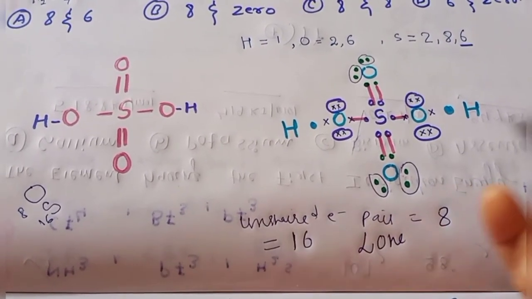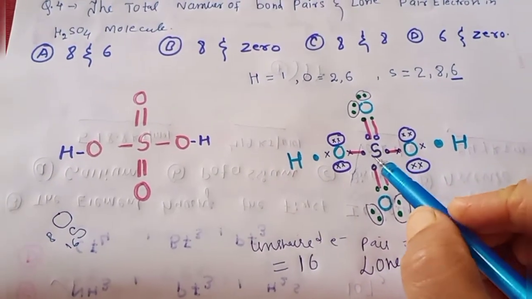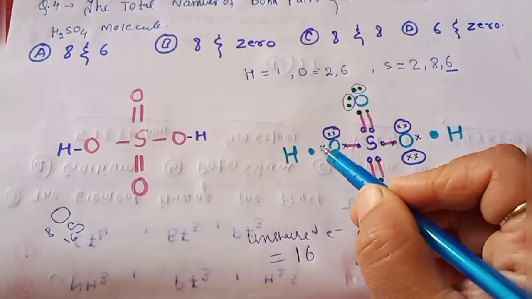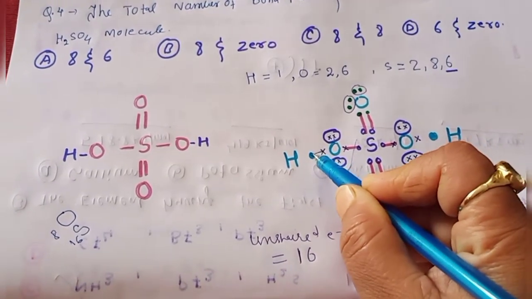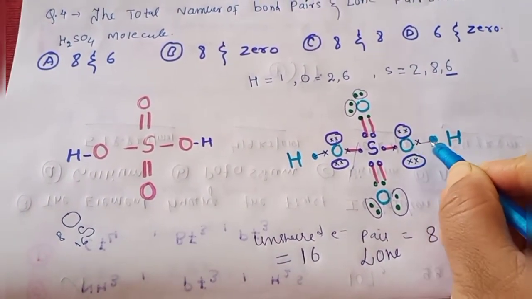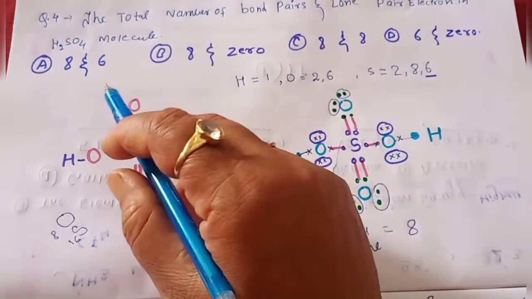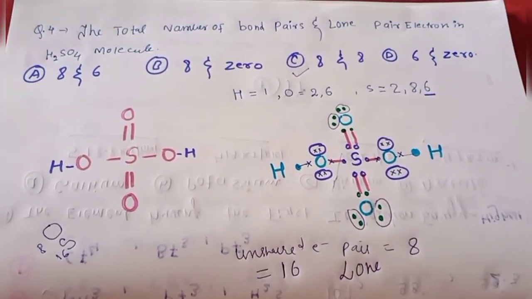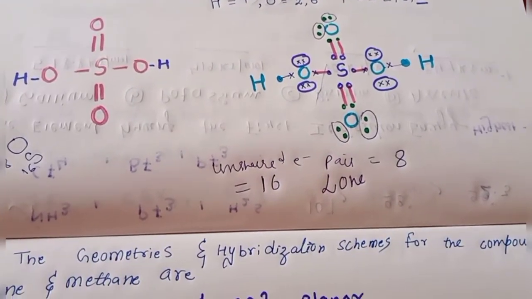And how many bonding pairs are left? Just check how many bond pairs are formed here. 1 pink, 2, 3, 4, 5, 6, and this hydrogen-oxygen bond 7, and this will be our 8. So the answer will be 8 lone pairs and 8 bond pairs of electrons in the H2SO4 molecule.